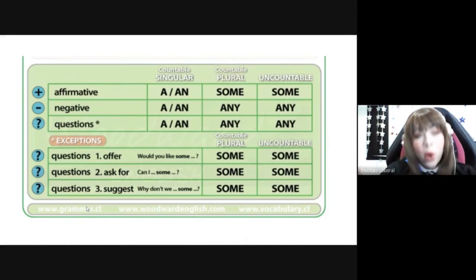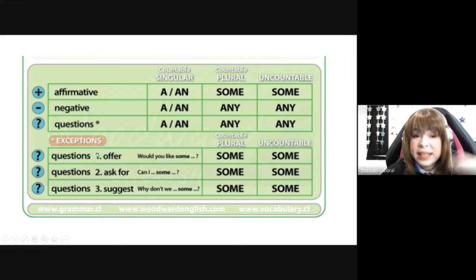Okay, here we have some more examples. Affirmative: singular countable nouns use a and an. Some is used for affirmative plural countable nouns and affirmative uncountable nouns. A and an can be used in negative sentences too, when they are with a countable singular noun. Any is used in the negative for countable plural and for uncountable nouns too. In questions, I can use a and an with countable singular nouns, any for countable plural, or any for uncountable nouns.